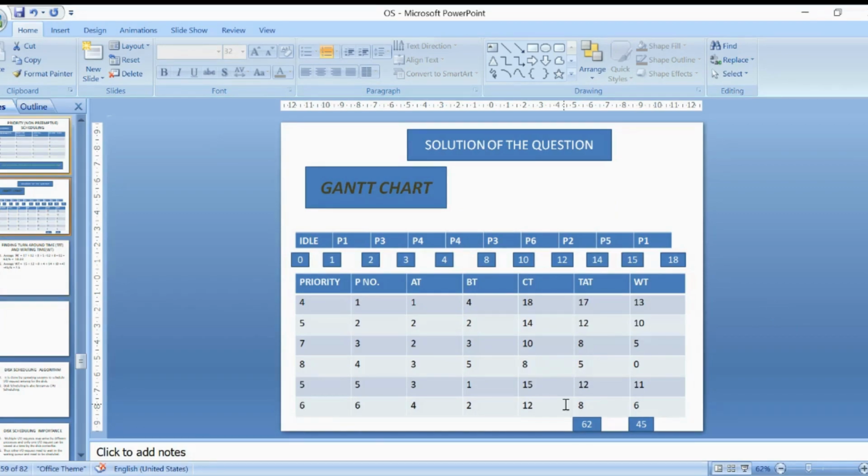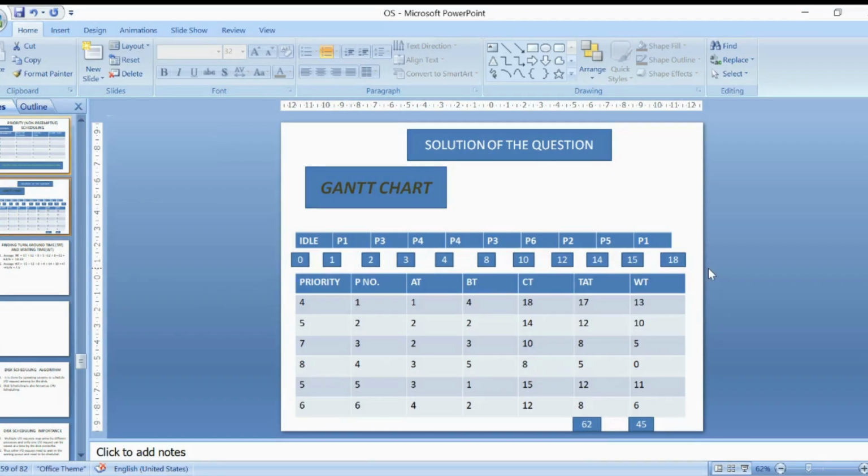We're going to find out the completion time, turnaround time, and waiting time of the question from the Gantt chart values. For the completion time, we will move from right to left in the Gantt chart in order to get the right completion time. For process P1, the completion time is 18. For process 2, it is 14. For process 3, it is 10. For process 4, it is 8. For process 5, it is 15. And for the last, process 6, the completion time is 12.